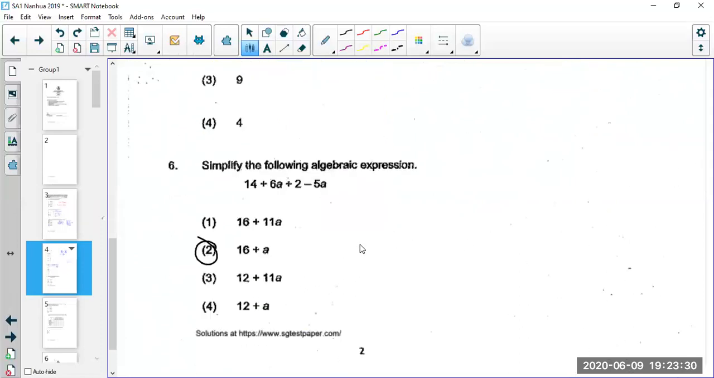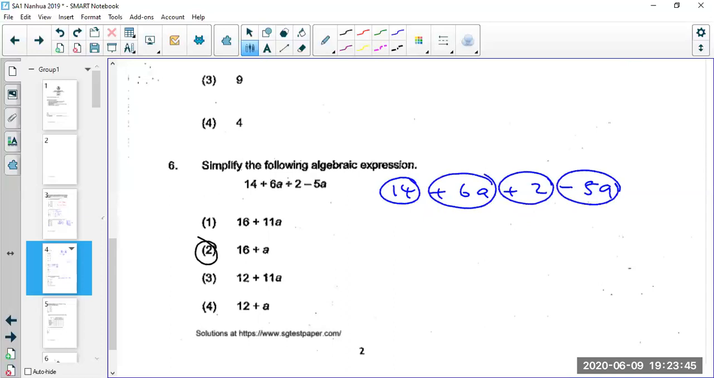All right, next one, there's a divide by 2, right? Or there's a plus 2. So you have 14 plus 6a plus 2, and then you minus 5a. Now you circle, right? Circle the groups, all right? Circle them. Then you put the groups together, those groups that have the same type.